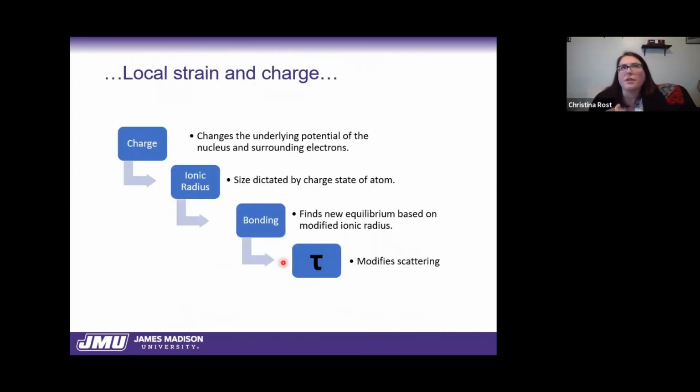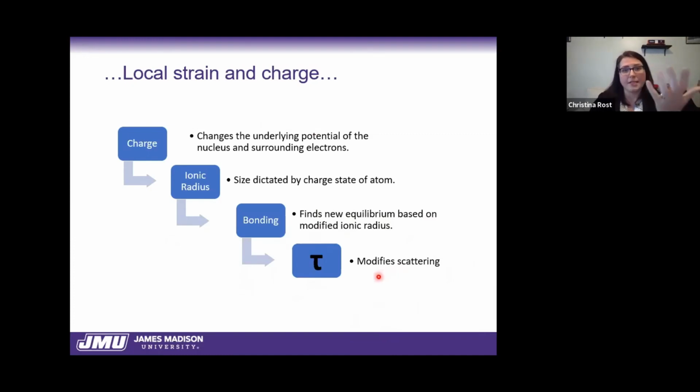To give you a takeaway on this, if we change the charge of a particular cation, it changes the underlying potential of the nucleus and the surrounding electrons. So depending on whether we add an electron or take away an electron, we're changing the ionic radius of this atom, okay? When we change the ionic radius, the structure then has to compensate on a local level. It finds a new equilibrium, so it distorts based on this modified ionic radius. And this local distortion ultimately modifies the scattering term in the thermal conductivity.